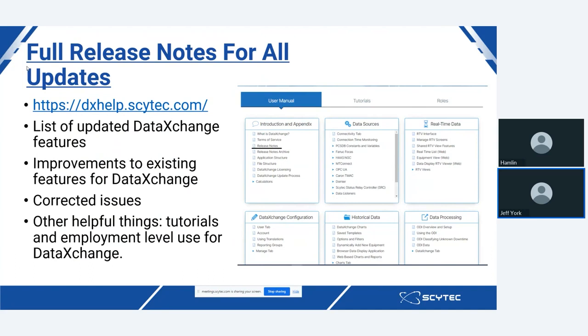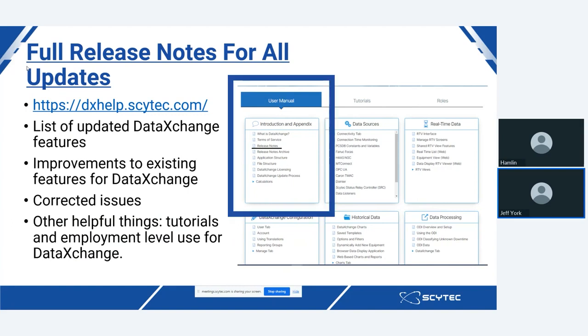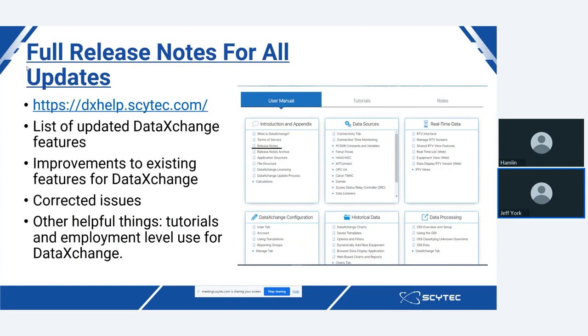The first thing that I would like to discuss is where you can actually find information pertaining to any of the update releases that we have for Scytec DataXchange. You can find those out on dxhelp.scytec.com, where if you look over on the left-hand side of the landing page that you see as an image on the right, you will see underlined under the user manual tab, release notes. And under that release notes section, you will find a list of all the added features, changes, and fixes for the individual releases that we have for Scytec DataXchange.